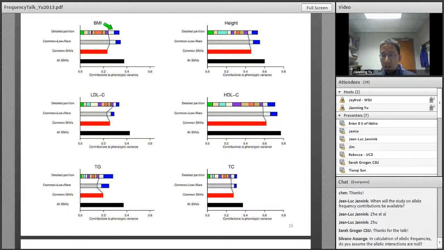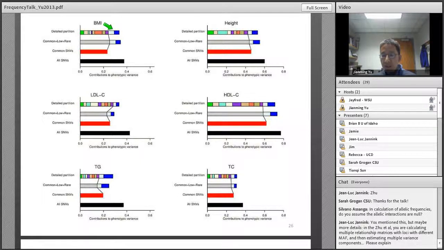When will the study on allele frequency contributions be available? Oh yeah, let's go back to this. This zoo ETL, we're just wrapping the manuscript together. But essentially, we talked to other people. It's the mixed model procedures, so that there's something to do with, because now you're calculating.